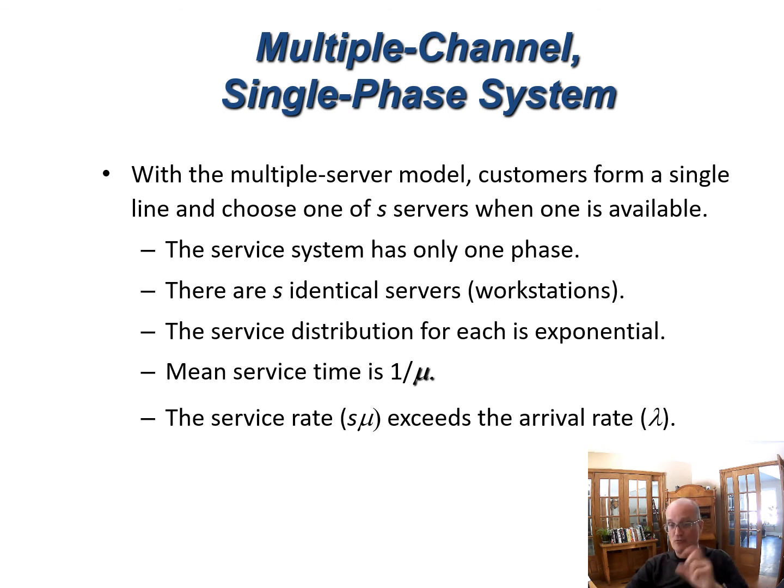Mu is the service rate. Service time is 1 over that service rate. And the system service rate is S times mu, right? We have that many people serving. Each person can serve 3 customers per hour. If we have 4 of them, the whole system can do 12 customers per hour. And you need to make sure that, just like when we just had 1, S times mu exceeds the arrival rate, or we have an intractable problem.